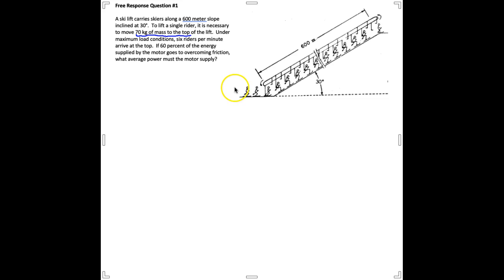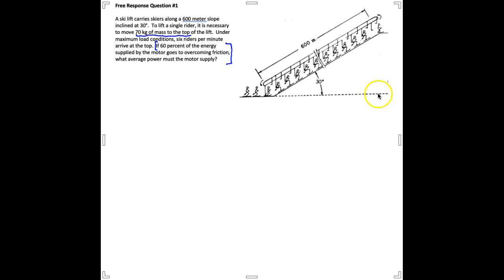Under maximum load conditions, 6 riders per minute arrive at the top, which is not pretty fast. If you're a skier, you expect it to be better than that. And if 60% of the energy supplied by the motor goes to overcome friction, what power does the motor need to supply? So there's this kind of efficiency question here at the end.